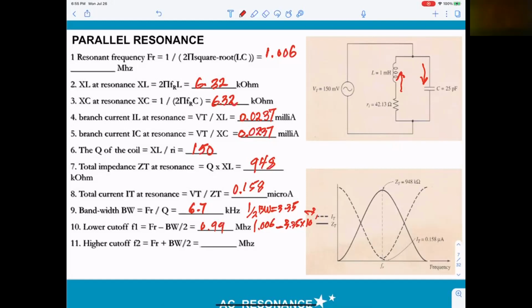F1 cannot be 1 point something because the resonant frequency is 1.006. So when you subtract at least 3K from it, it's going to be under a meg. Right. But if you put the units in meg, it's going to be something like 0.99 or something around there. Exactly. F1 cannot be higher than the resonant frequency.